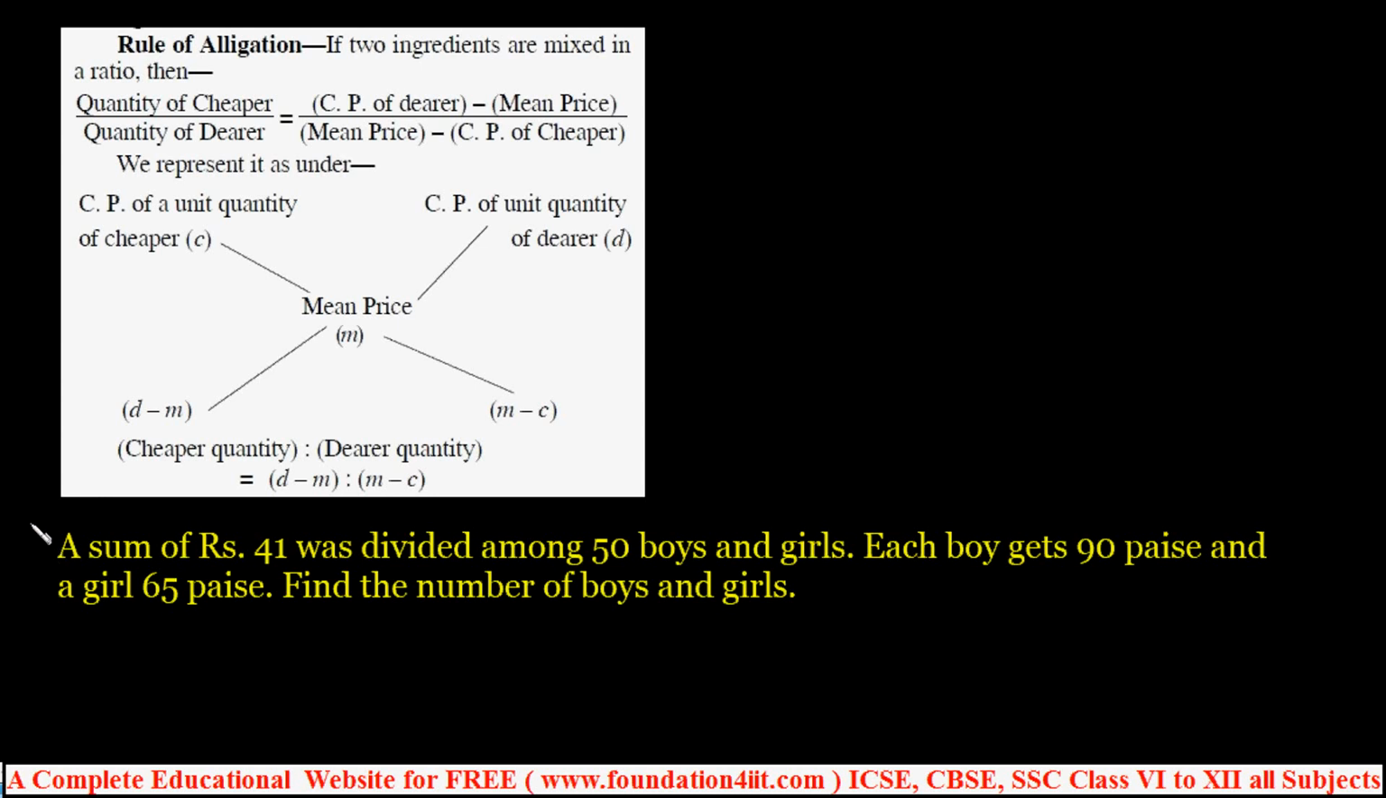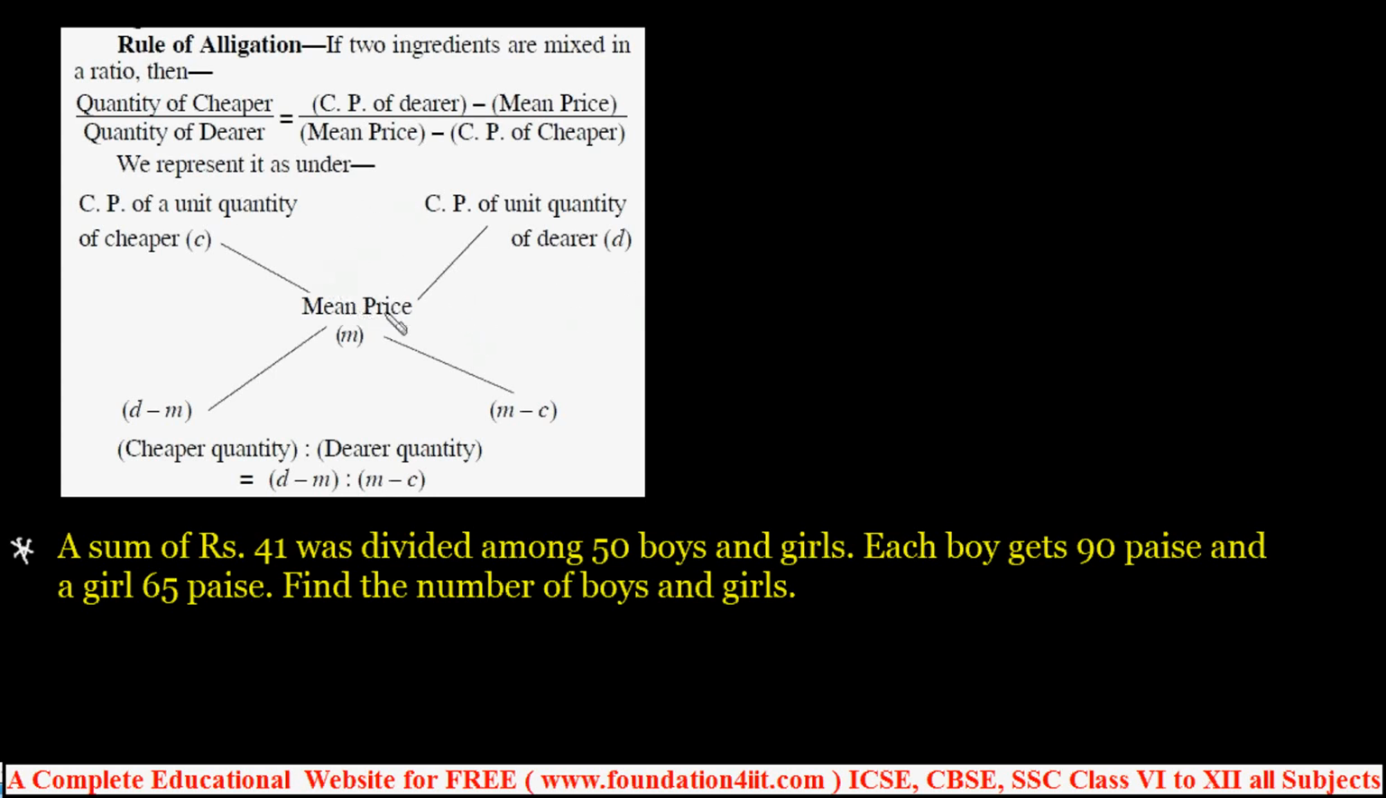This is the question. You can notice this, right? A sum of rupees 41 was divided among 50 boys and girls. Total strength is 50. We don't know how many boys and girls. If each boy gets 90 paisa and each girl gets 65 paisa, find the number of boys and girls. For problems like these, we can apply this rule of alligation to do the calculations very fast and get the answer very fast without any mistake.